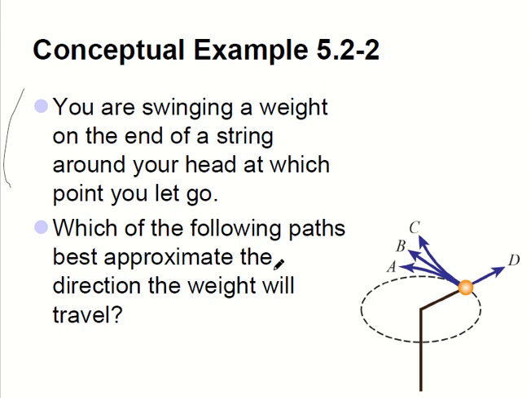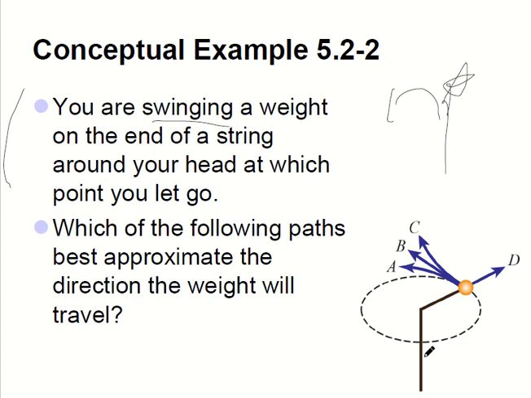All right. So here is another thing. You are swinging a weight, swinging a weight like that on the end of a string around your head, at which point you let it go. Here already, a pretty good diagram is showing you that you're swinging a weight on the end of a string. The weight is right here at the end of the string, and you are down there, of course, and you swing it, and then you're going to let it go.